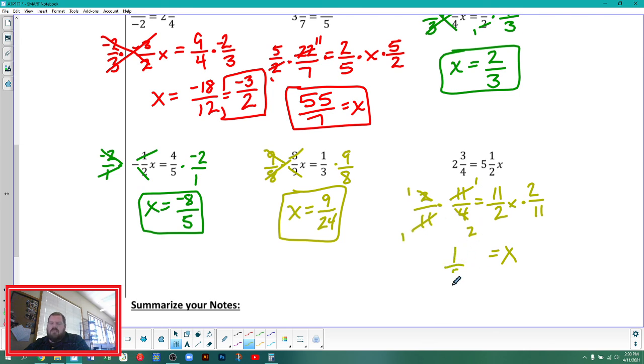So just 1/2. If that cross-reducing is a little bit too much, think about what the numbers were. 2 times 11 is 22. 11 times 4 is 44. So I had 22 over 44, which would reduce to 1/2.